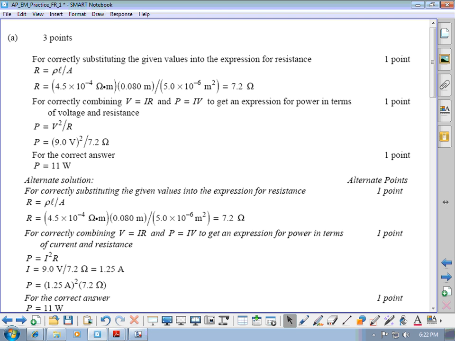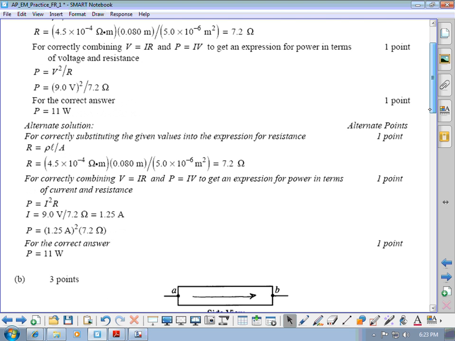Again, that's not the way that we did it. We did current times voltage. And so for that, it would have been 1 point for correctly calculating the current, and then 1 point for plugging it in and getting the correct answer. There's multiple ways of doing it. They're all equivalent to each other. They're all the same equation.